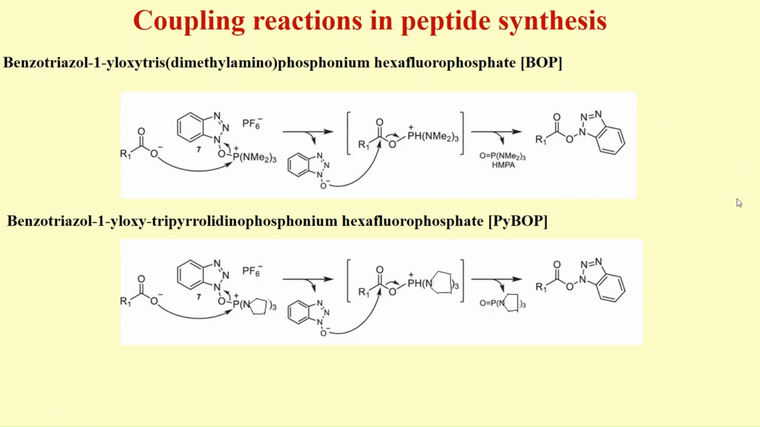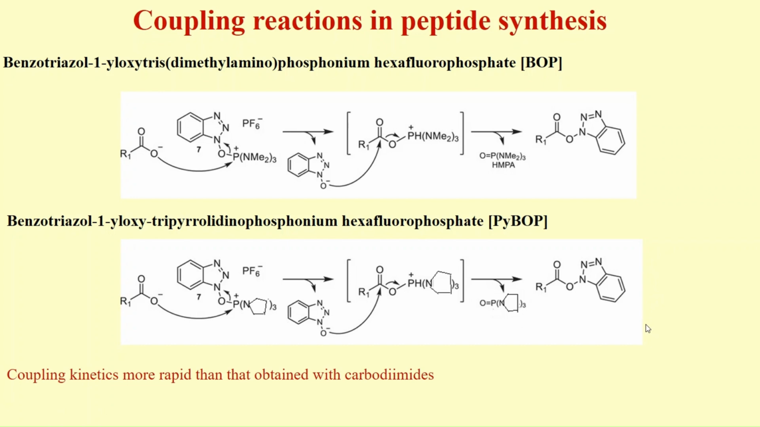The PyBOP also has a similar mechanism. The phosphonium phosphorus is attacked by the lone pair of electrons on the oxygen, and benzotriazolyl oxy is removed, which attacks the carbonyl, and the tripyrrolidino phosphonium salt is removed and gives the benzotriazolyl oxy ester.